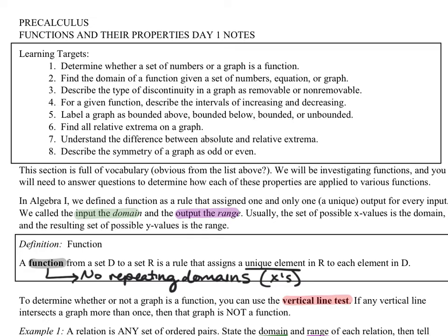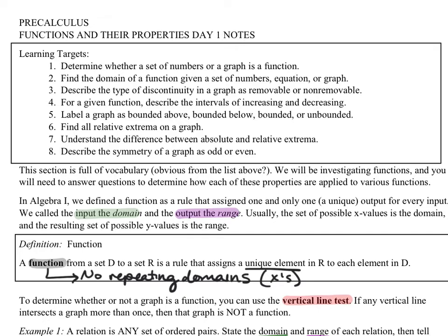We start off by remembering that the domain is the input of a function and the range is the output of a function. Okay, so the domains go to the range because inputs go to the outputs. We also say that a function is from a set of a domain to a set range. That is a rule that assigns a unique element in the range to each element in the domain, which is a really, really fancy way of saying no repeating domains, or the x's cannot repeat.